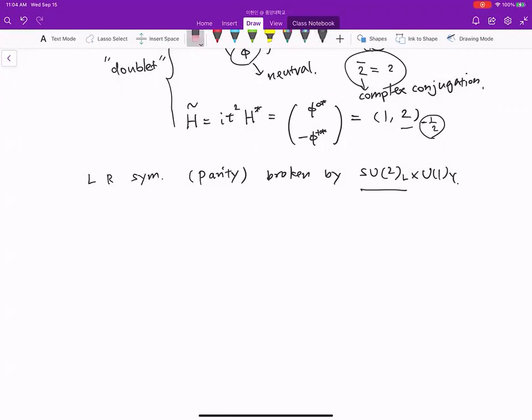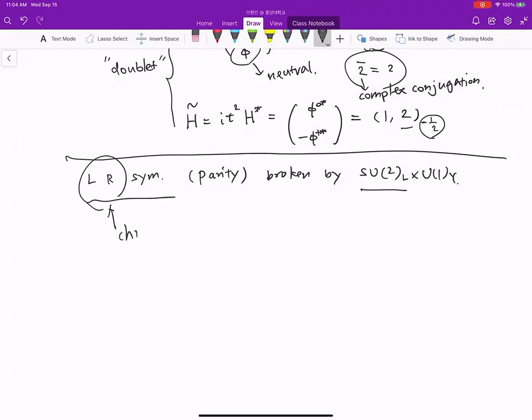Chirality is the same as the helicity for the massless case. So helicity is also an important concept. Chirality is gamma 5, and the helicity is H equal to 1/2 spin, Pauli matrix sigma dot p hat, where p hat is the momentum direction.